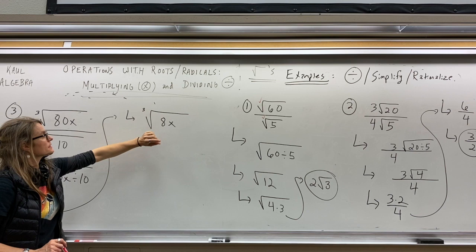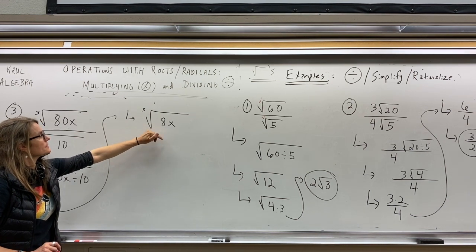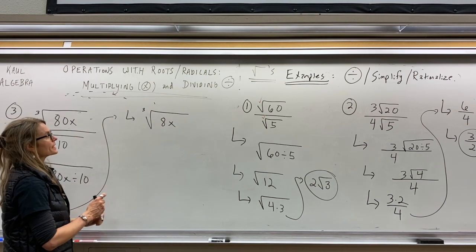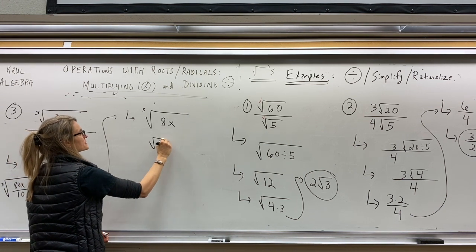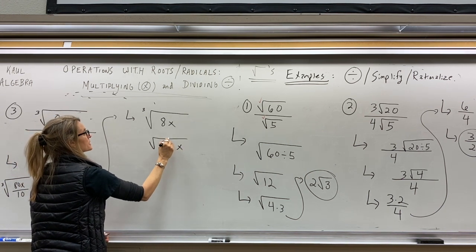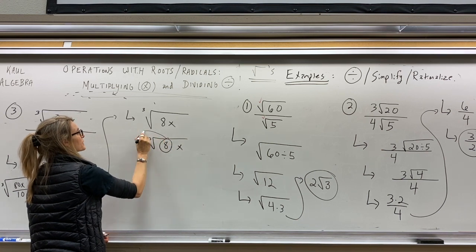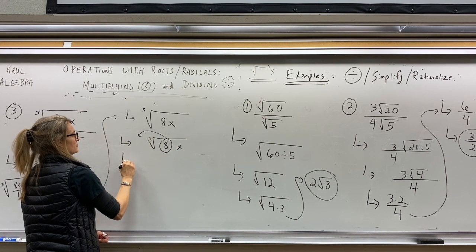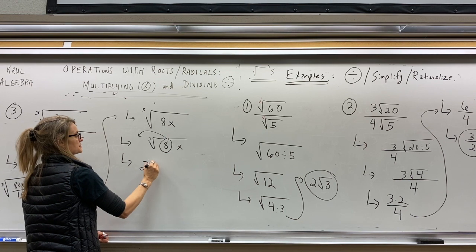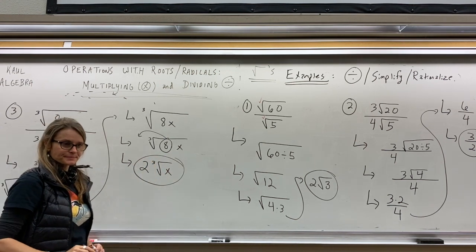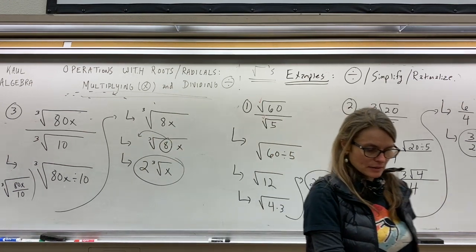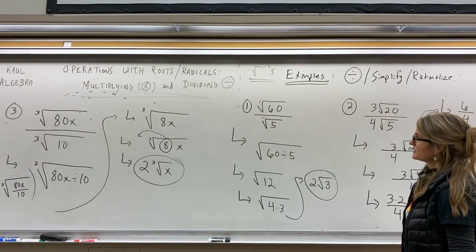And lastly, as before, I just want to go ahead and see if there are any perfect cube combinations there. So I can break this down into 8 times x, where 8 is a perfect cube. And my final answer is 2 cube root of x. And that's it.